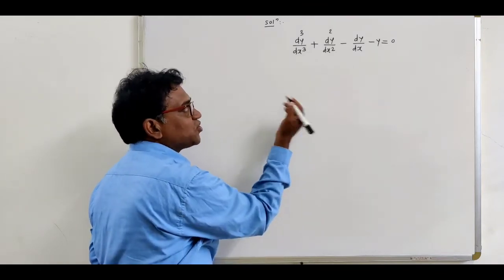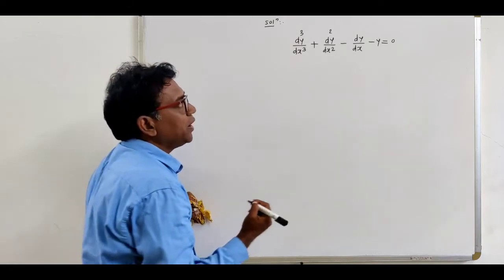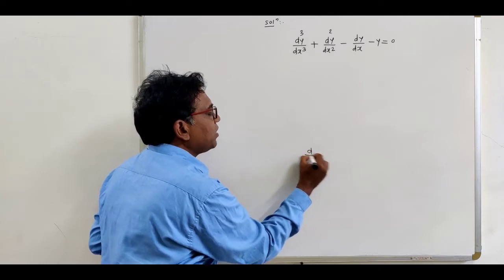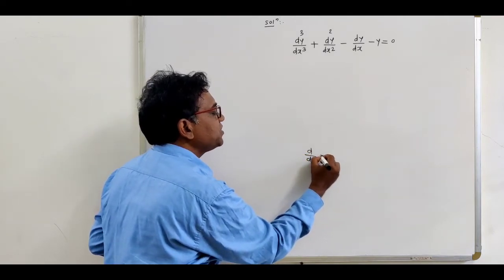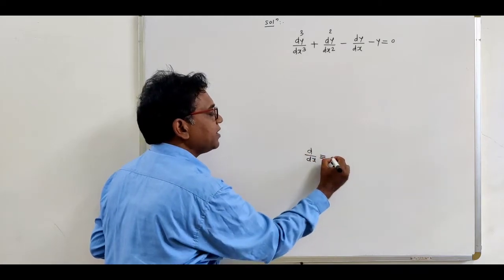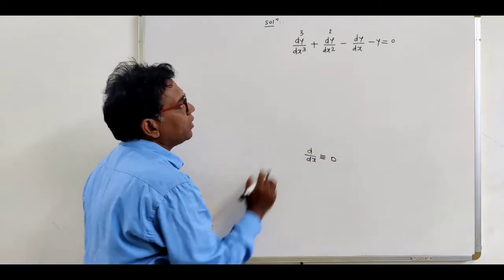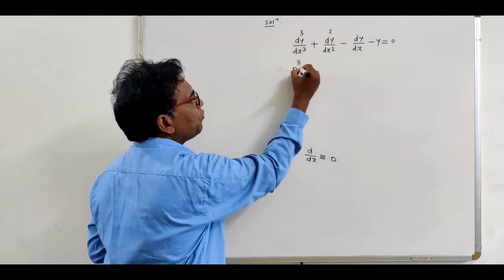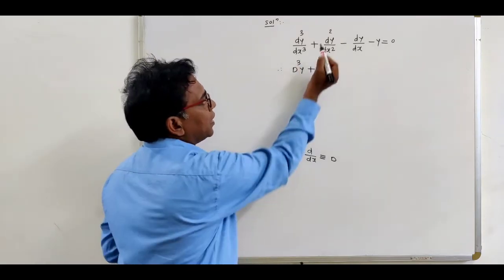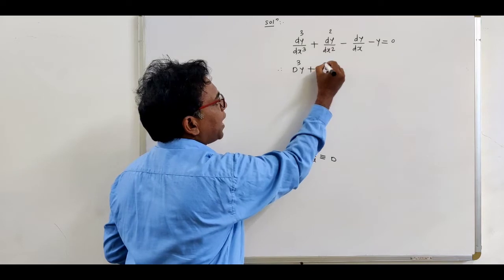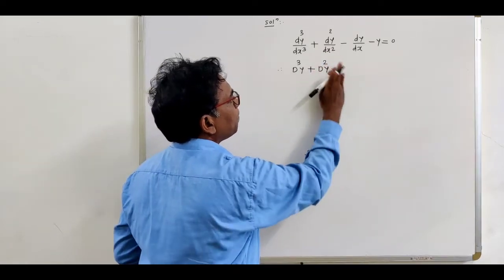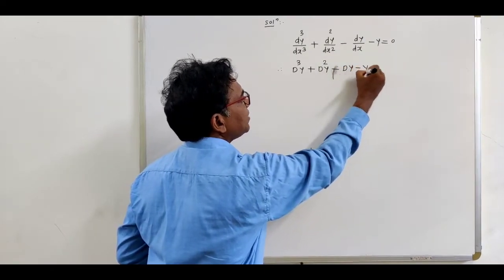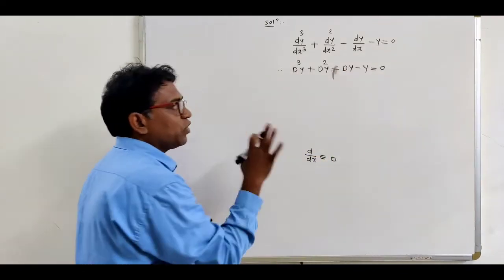First we transform this differential equation into differential operator form. What is the method? First of all, replace d by dx with capital D. If we put d by dx as capital D, what is this equation? This is D cube y plus D2 y minus D y minus y equal to 0. So this is our first step.